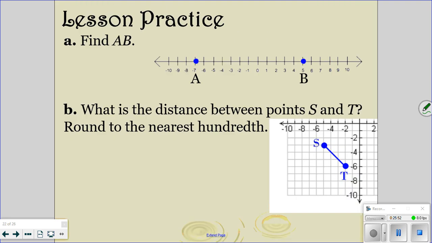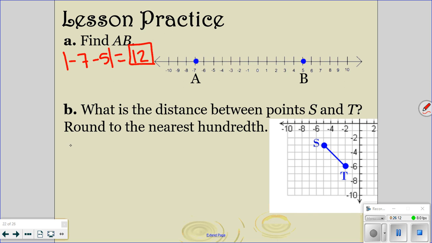Okay, so let's try some practice problems, see if y'all can work through these, and then I'll go over them. So for the first one, we're going to do -7 minus 5, and the absolute value of that would be 12. So that would be your answer.